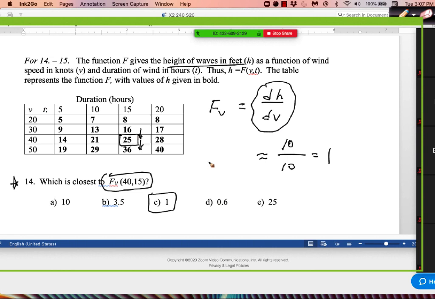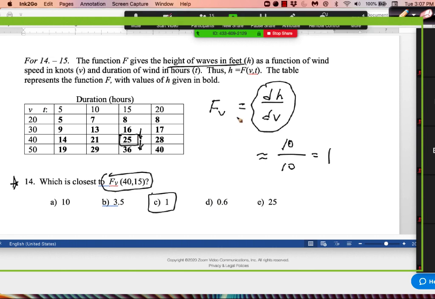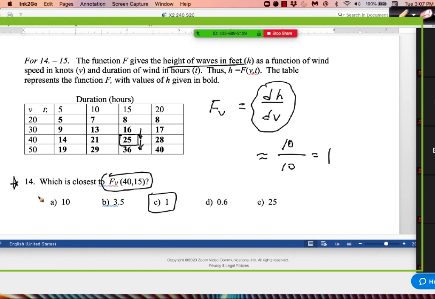Can everyone still see my writing? Yes, I can at least. Okay. So this was the third core question, because we did lots of these. We did them on graphs, we did them in tables. So this was core question number 3. Any questions on this one? Okay, next.